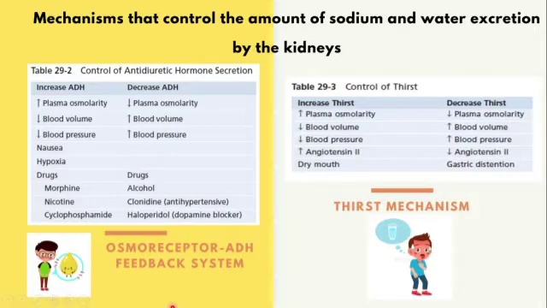These are the mechanisms that control the amount of sodium and water excretion by the kidneys: the osmoreceptor ADH feedback system, and the thirst mechanism. On this slide, we can see the tables of the effects of each mechanism. However, in order to understand this, we must learn the mechanism behind these effects. Please do click on the table of osmoreceptor ADH feedback system.